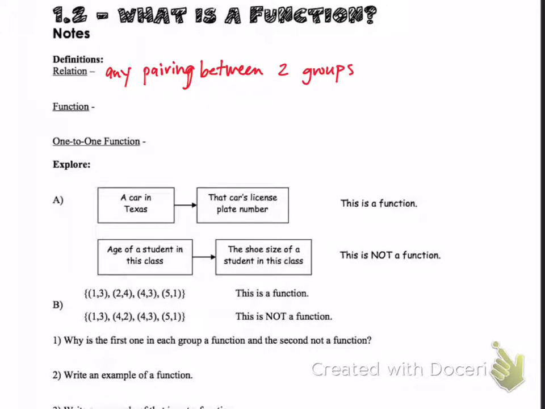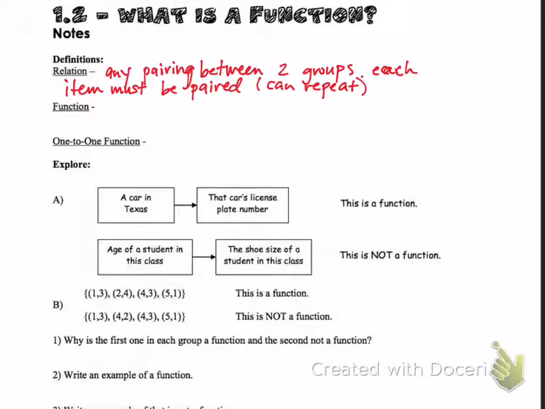So you have X's and you have Y's. You have an input and you have an output. So each item in the group must be paired. But you can have repeats. So there could be 2 1s as inputs or 2 1s as outputs. So repeats are allowed. We'll learn here in a minute that there are some functions that cannot repeat.